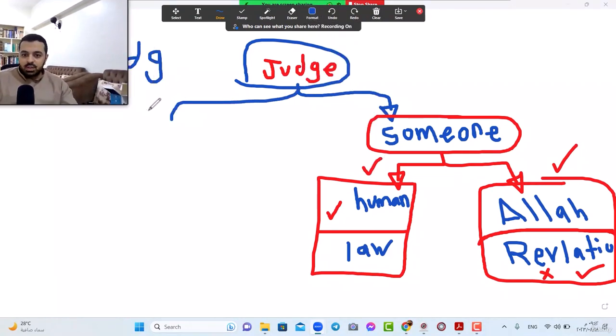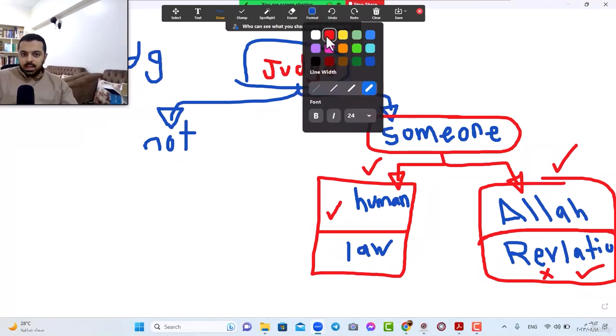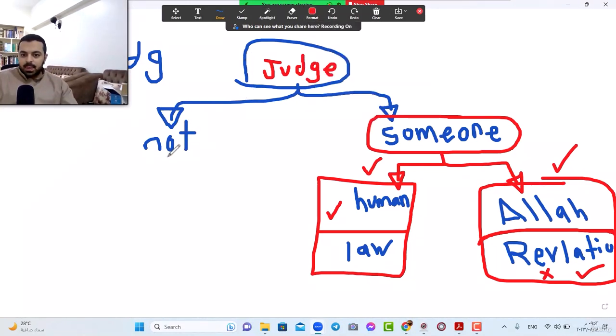Or we have judgments that are not put by someone. In this case, it is divided into two parts again.